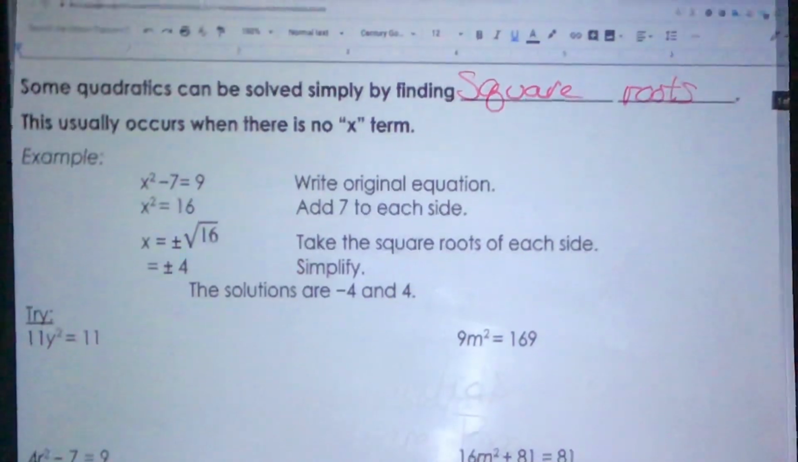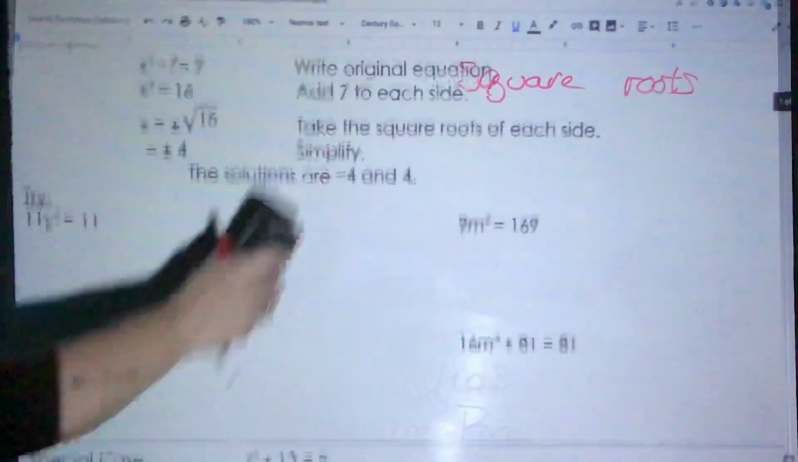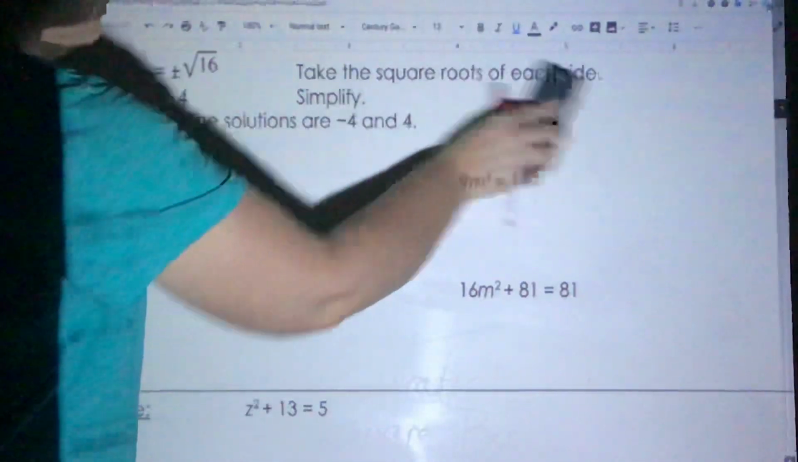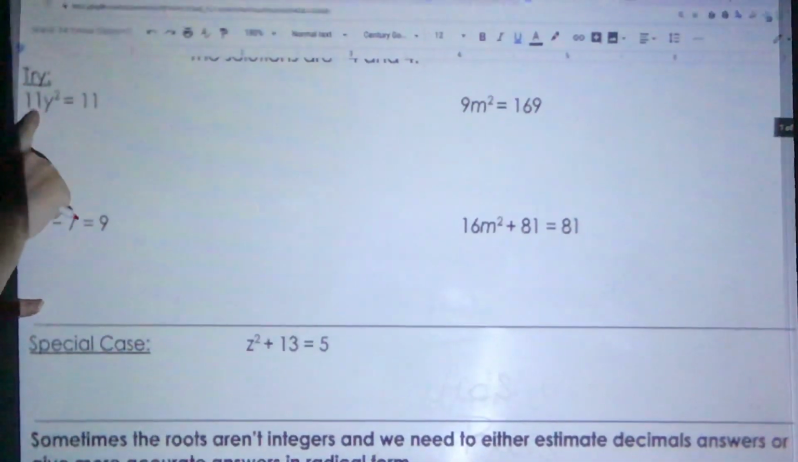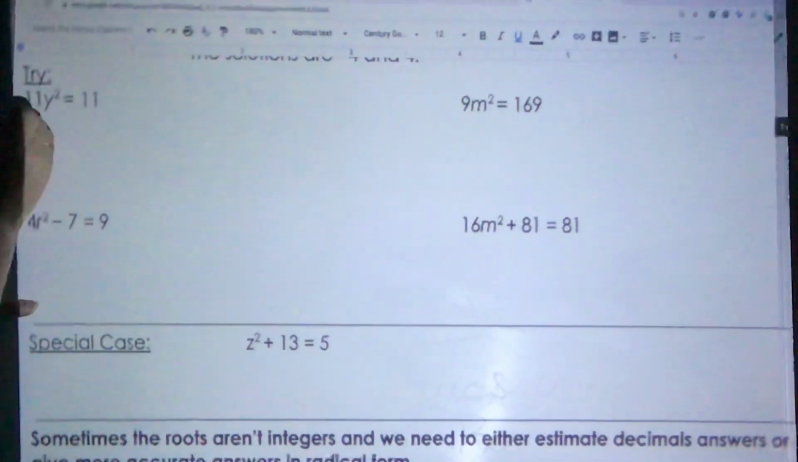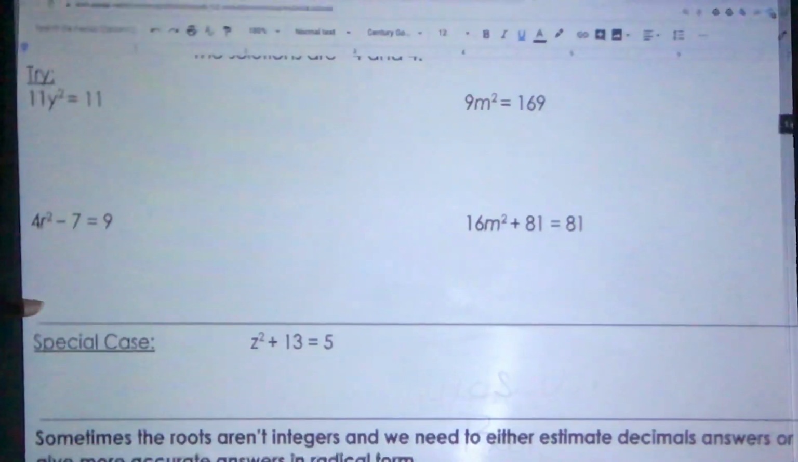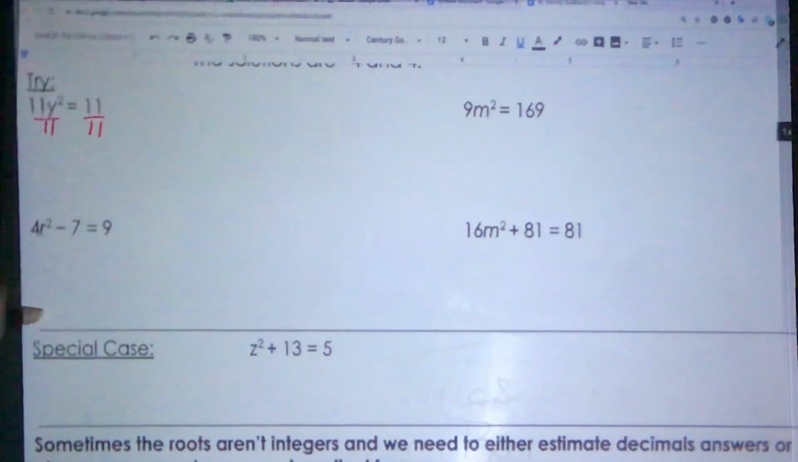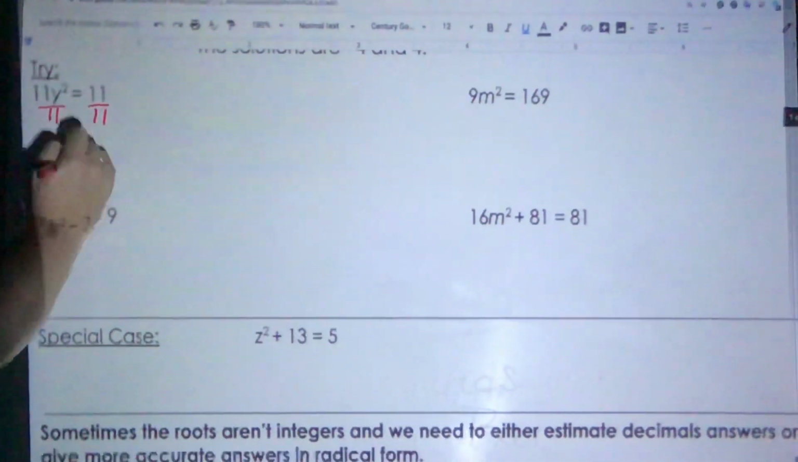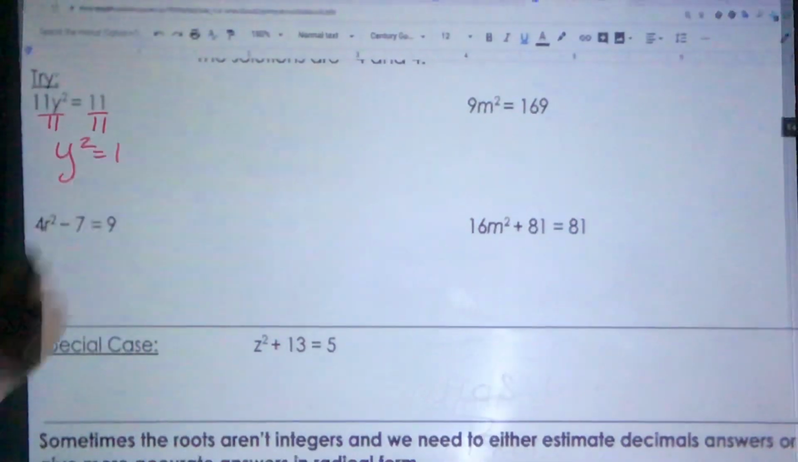So now we're going to try some. We're going to use a combination of just algebra and square roots. So this first one, 11y squared equals 11. I want to get my y squared by itself. So I'm going to divide both sides of the equation by 11. I will end up with y squared equals 1.